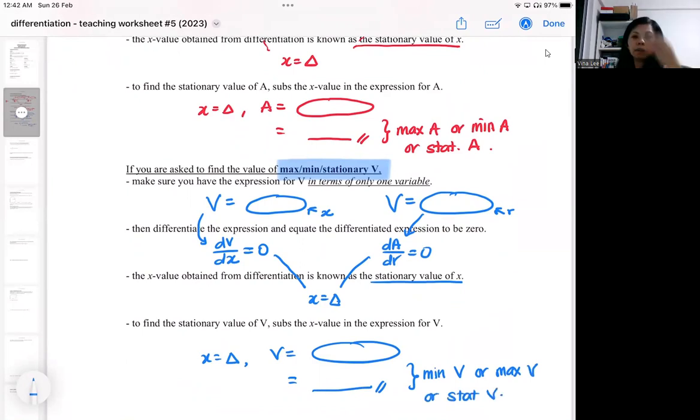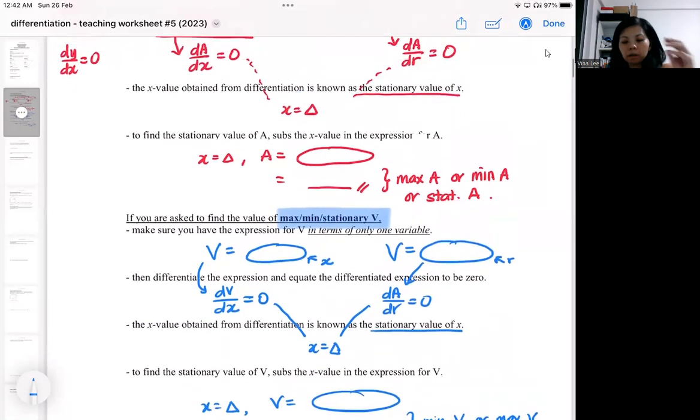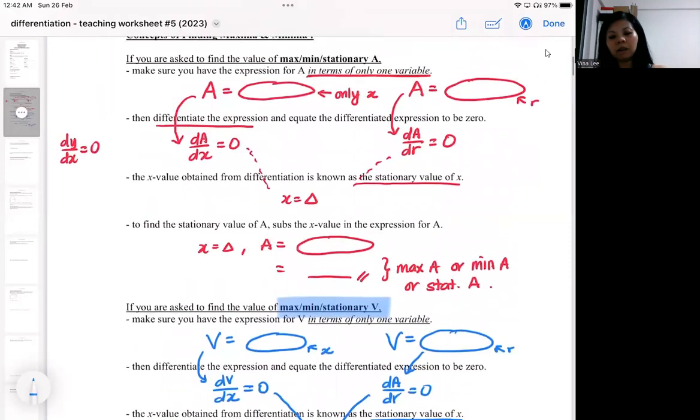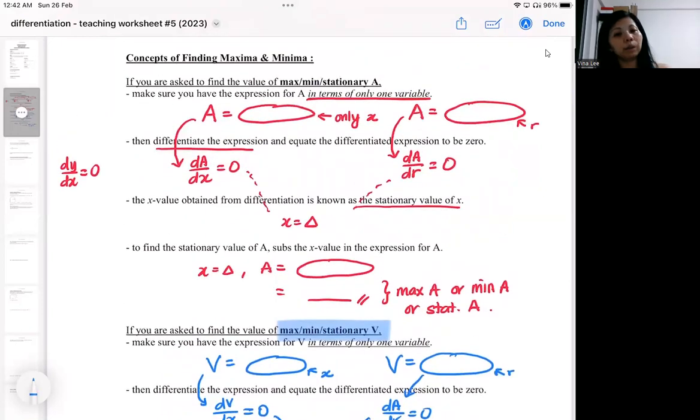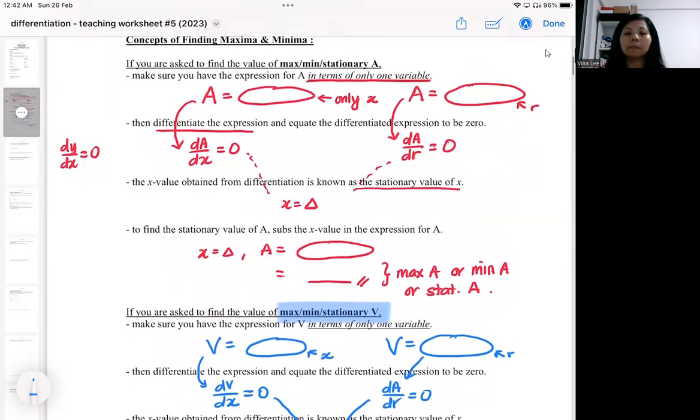So basically, you keep repeating the idea. The idea is very simple. If you want the maximum and minimum of something, make sure you have the formula. Once you have the formula, you execute as if it's a stationary point. You differentiate and let it be 0. So it's almost the same idea as a stationary point. It's like a technique.